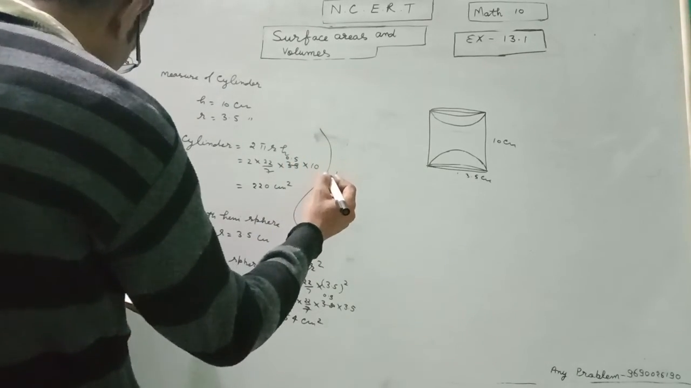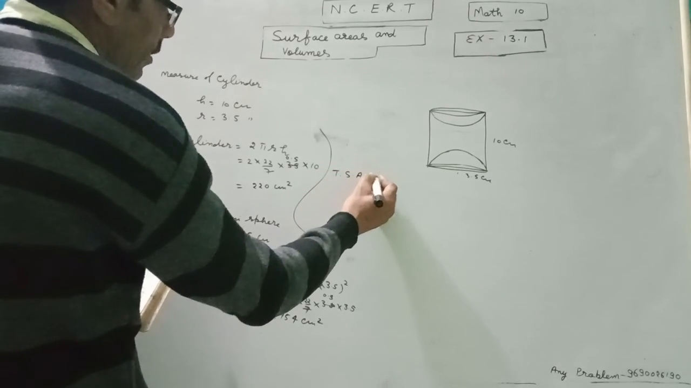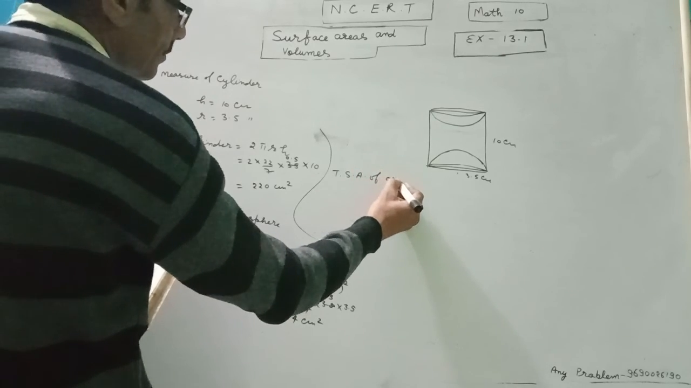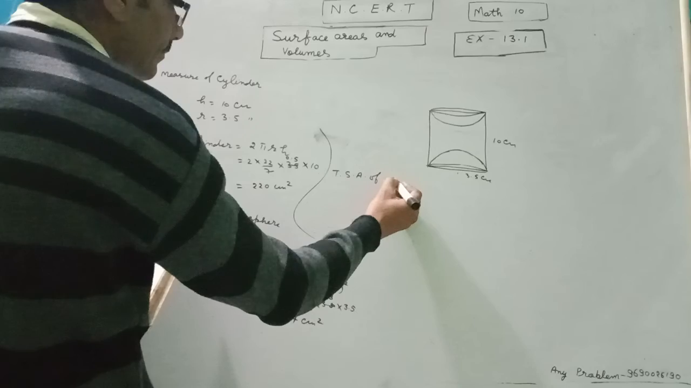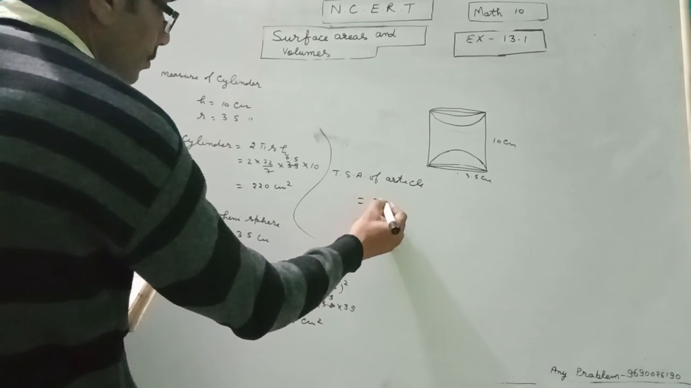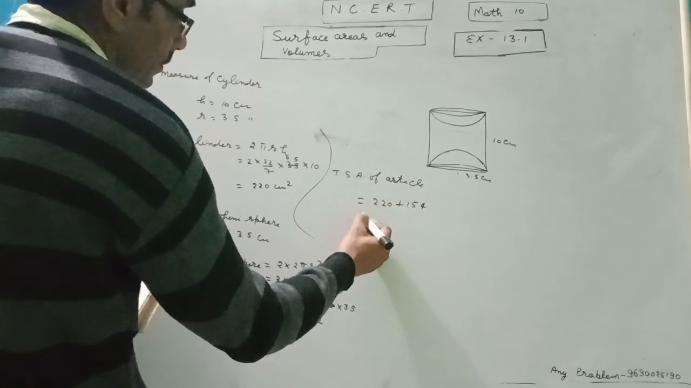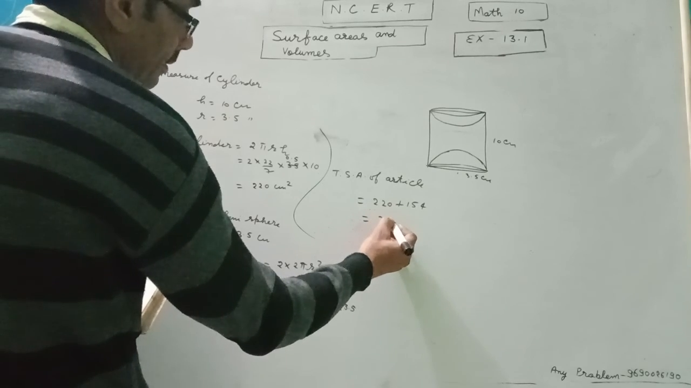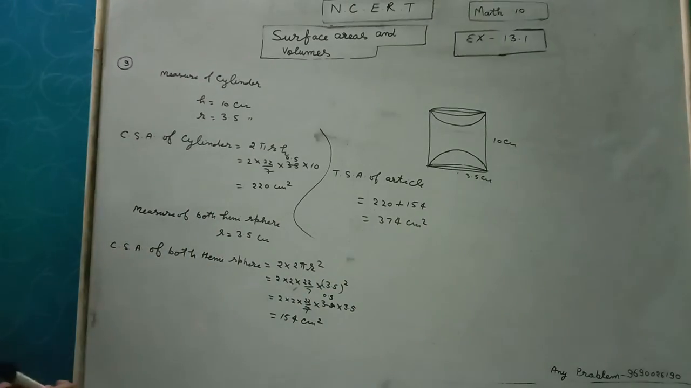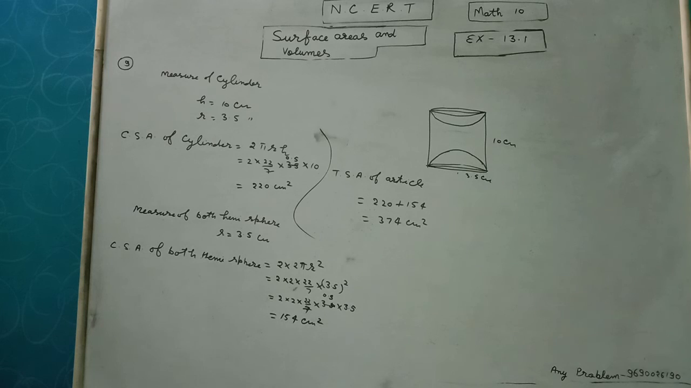TSA, total surface area of the article, is equal to 220 plus 154. After adding, 374 cm square is the TSA of the article. Thank you.